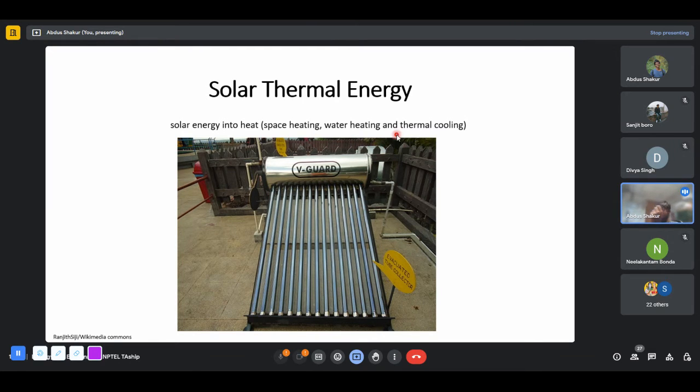Or you can use this solar thermal energy to thermally cool the buildings or places. So you can use that technology in those ways also. So not only heat, you can also use solar energy to cool the places. So yeah, these are the two which we are mostly familiar with.